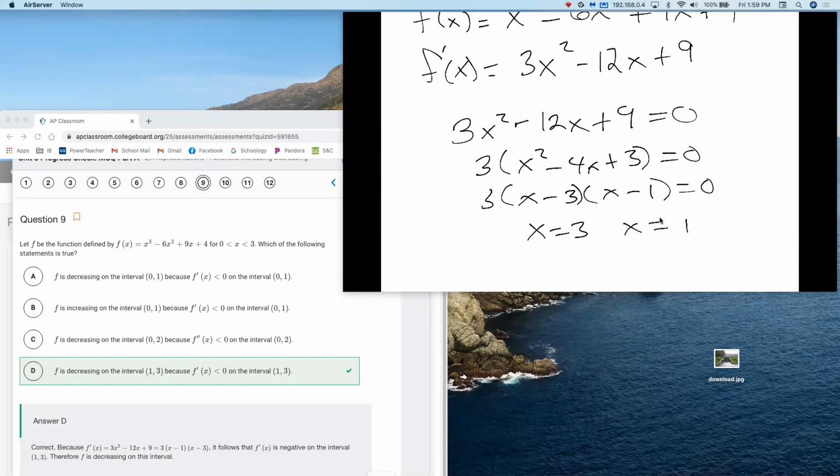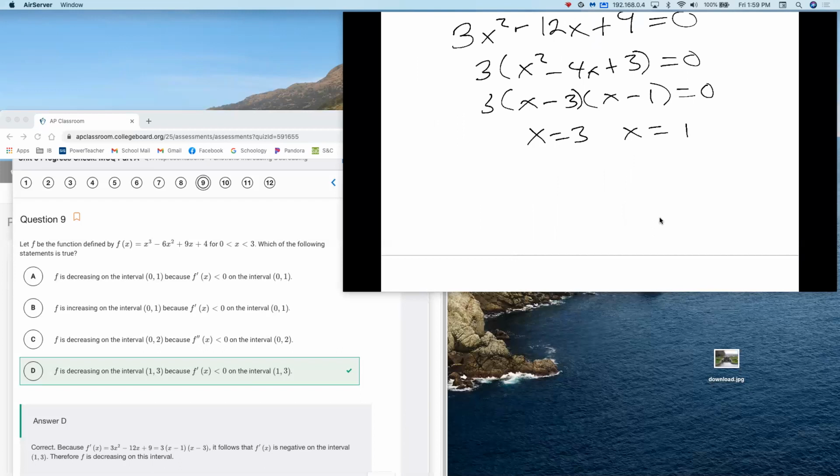So now I just have to test those. I have a critical number at 1 and a critical number at 3. I'm going to test values: maybe 0 here. You might say we can't test 0, but I can still test 0 on this interval because it's still defined there. I'm going to test 2 in between, and I'm going to test 4 here.